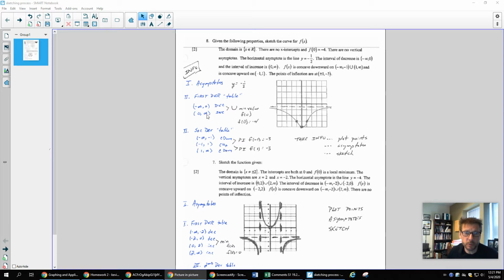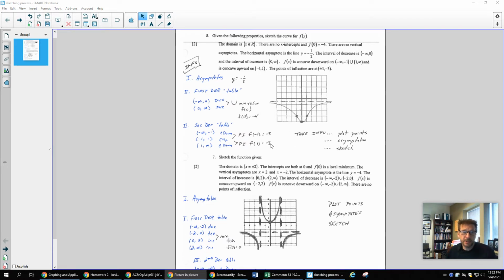So for this question number 8, it says we're decreasing to 0, then from 0 to infinity we're increasing. So we know when we go from decreasing to increasing, you have a minimum value. So the 0 here is where your border is. f of 0 then is your minimum, and f of 0 is given to you as -4. So that's a point you can plot.